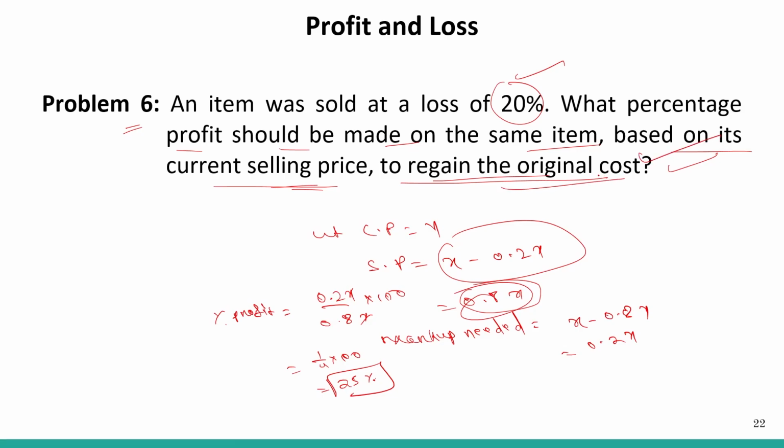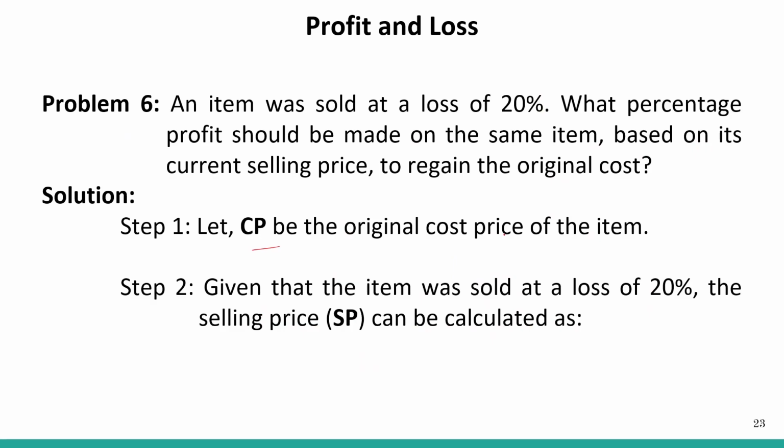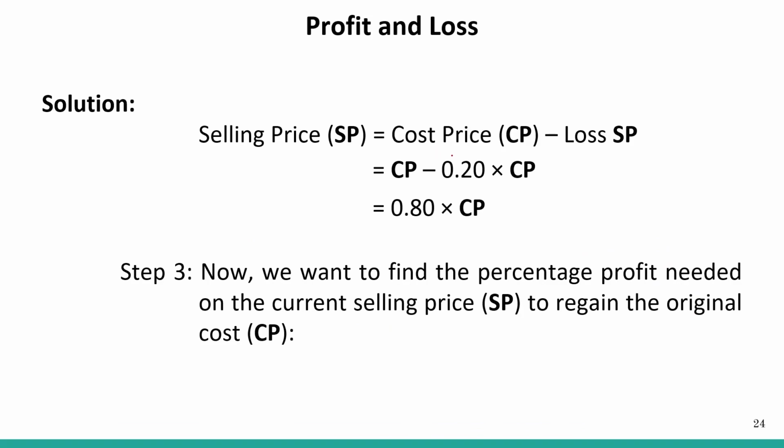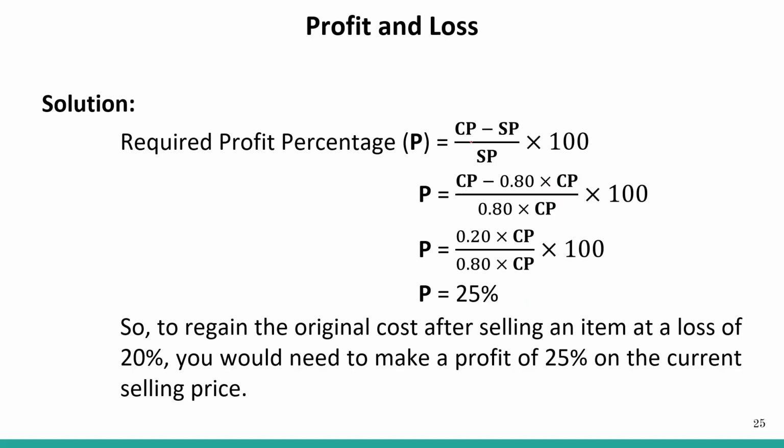Okay, so let's go forward with the step-by-step solution. Let CP be the original cost of the item. Given that the item was sold at a loss of 20%, SP can be calculated as cost price minus loss. So cost price minus 0.2 into CP, because 20% was the loss, so its decimal form is 0.20. So this is equal to 0.80 into CP, right? Now what we want is to find the percentage profit needed on the current selling price, that is SP, to regain the original cost price. So CP minus SP, CP minus 0.80 CP, is equal to 0.20 into CP.